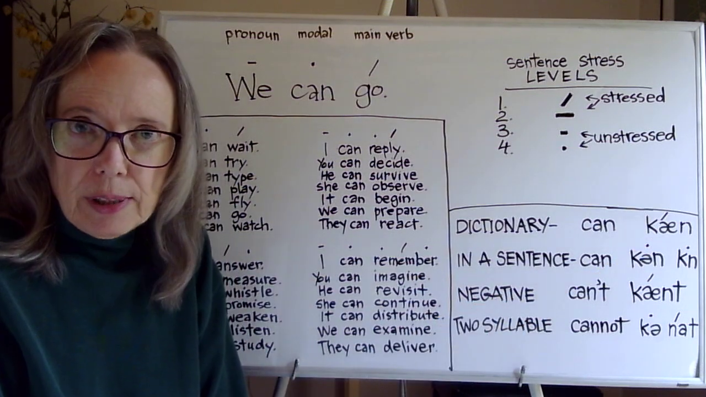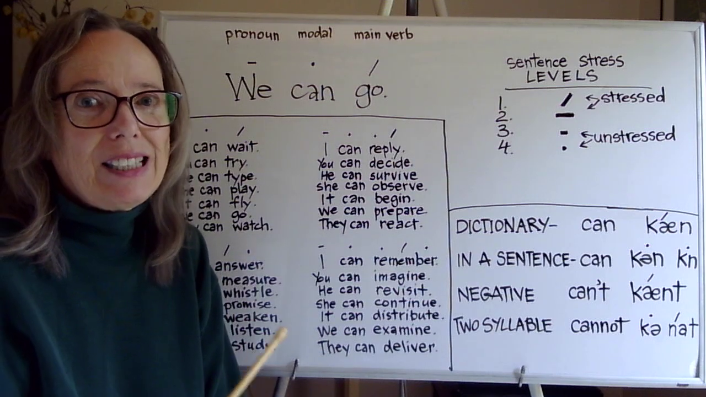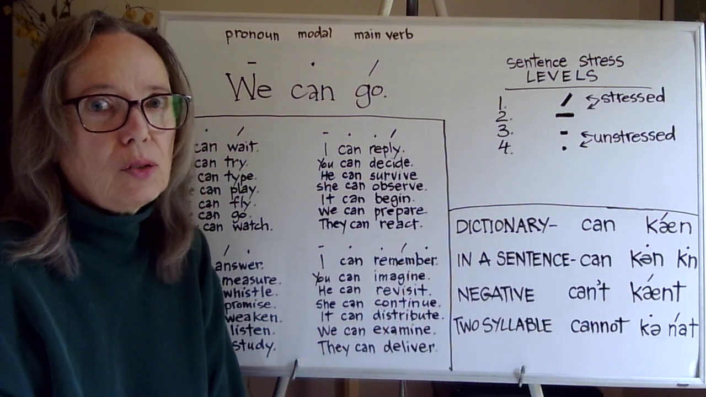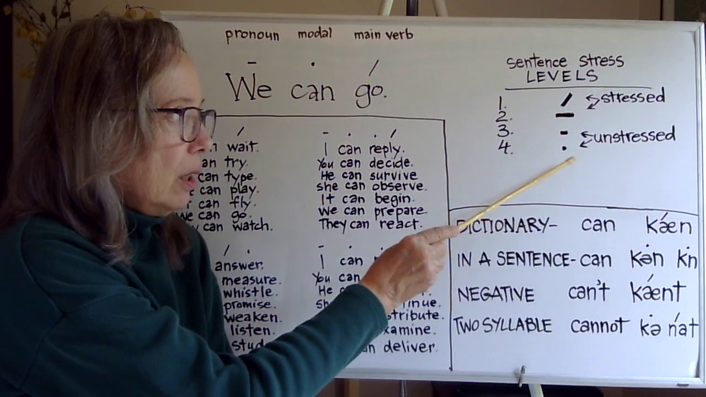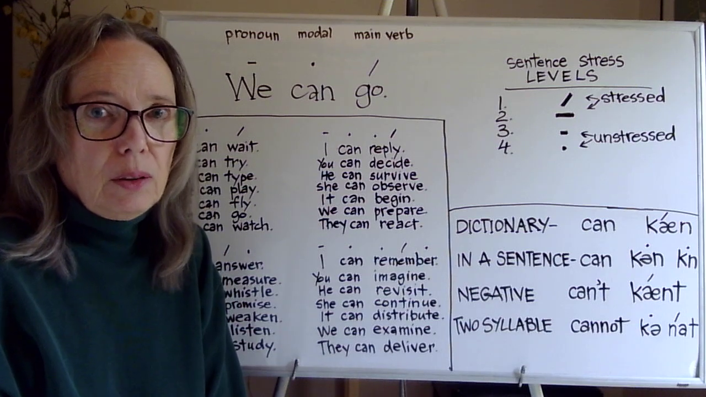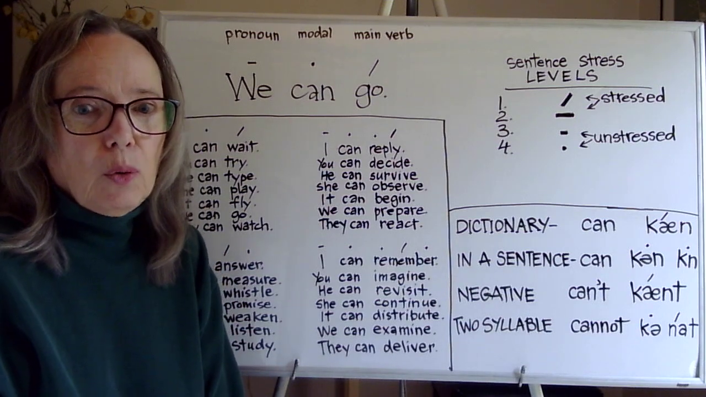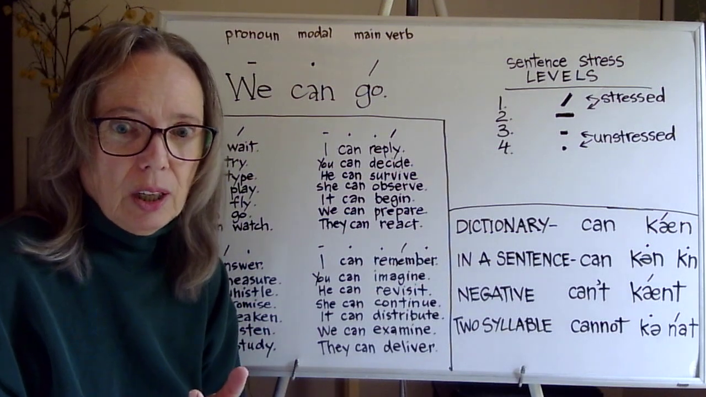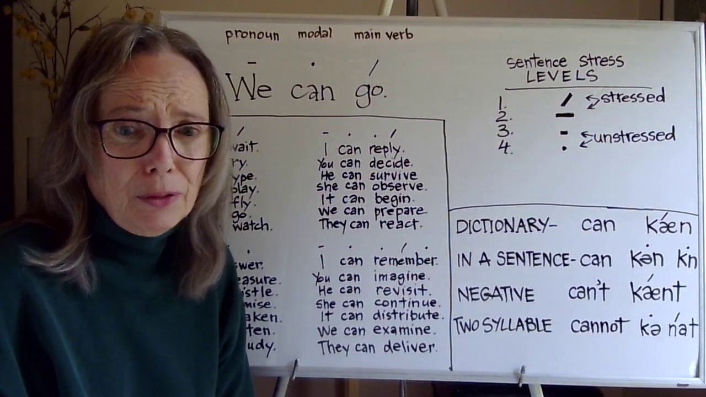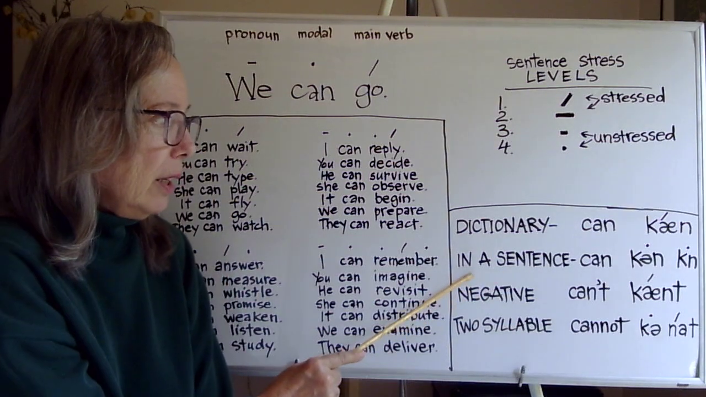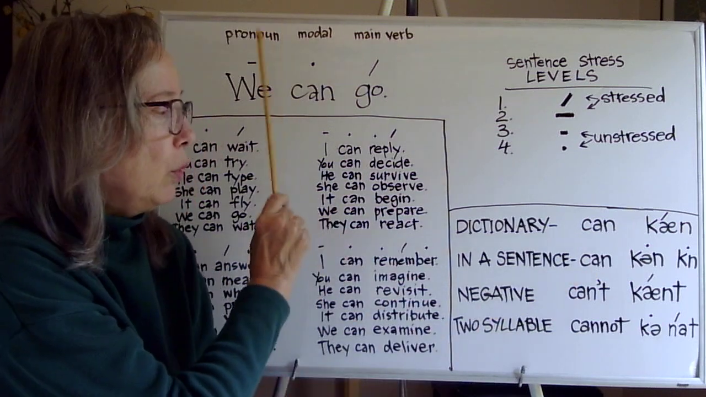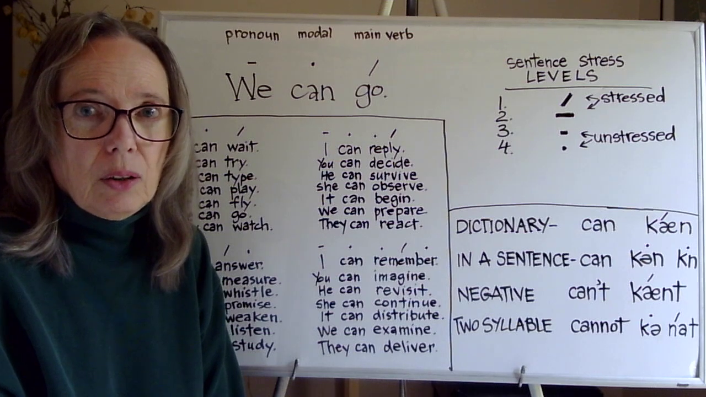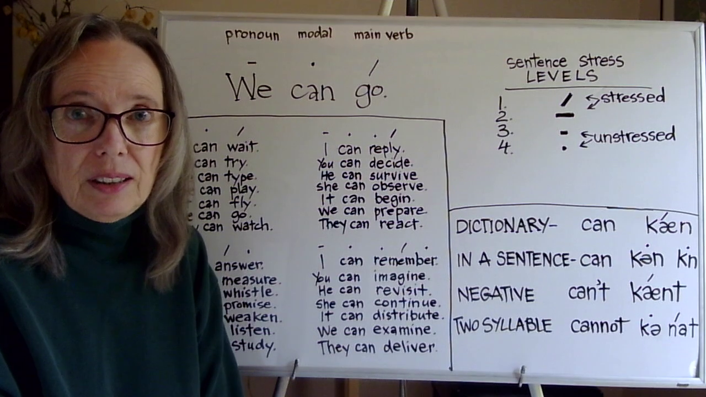But when it goes into a sentence, we have to apply sentence stress. Not word stress, but sentence stress. And when we have the weakest stress on a word in a sentence, that word is going to be very much shortened. The vowel is going to change, and the pronunciation will sound very different. So in a sentence, can, a modal, unstressed, will sound like can or ken.